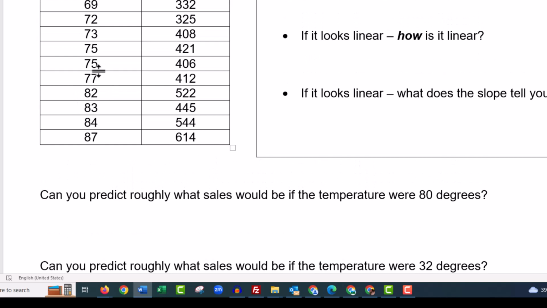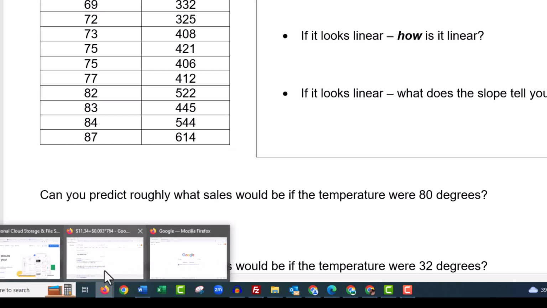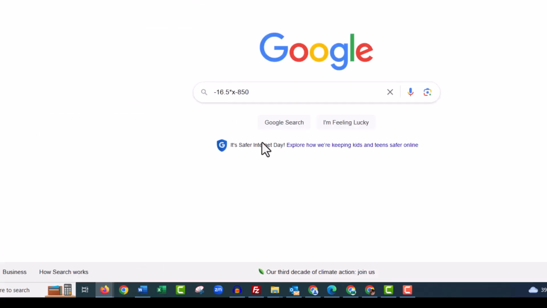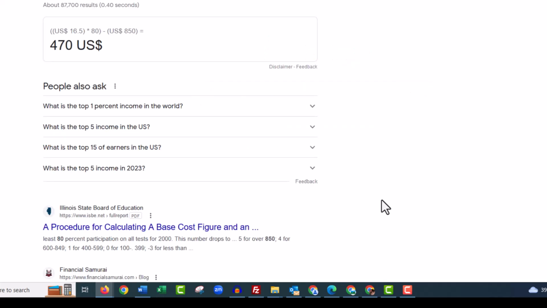Okay, so 80 is not on here. It jumps from 77 to 82. So let's jump in there and actually do this. That would be a temperature of 80 degrees here, right? And I have a negative sign that shouldn't be there. Actually, let's see, I wonder if Google can handle it if I put dollar signs there. See if it can handle it. It can. It predicts about $470.